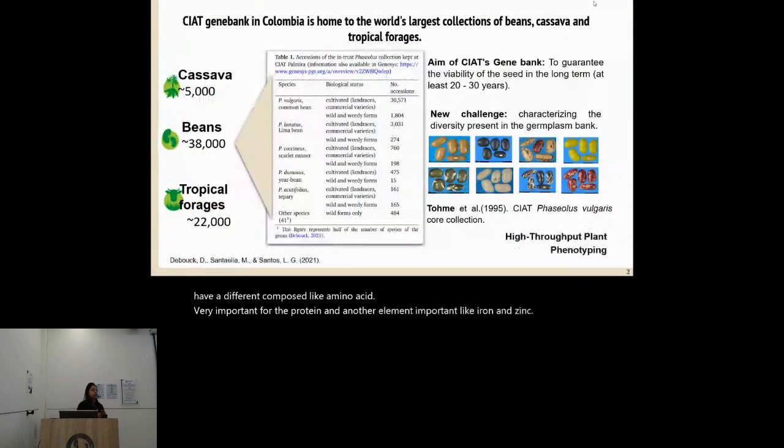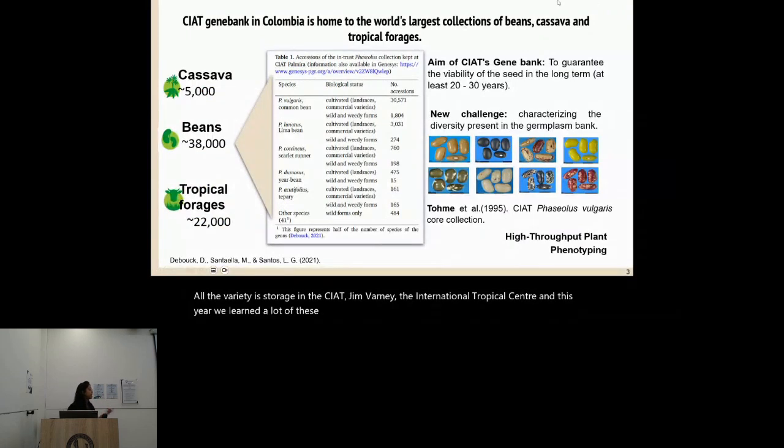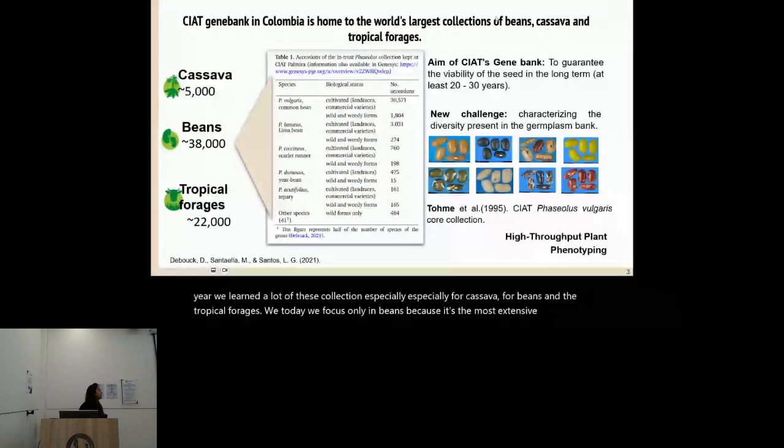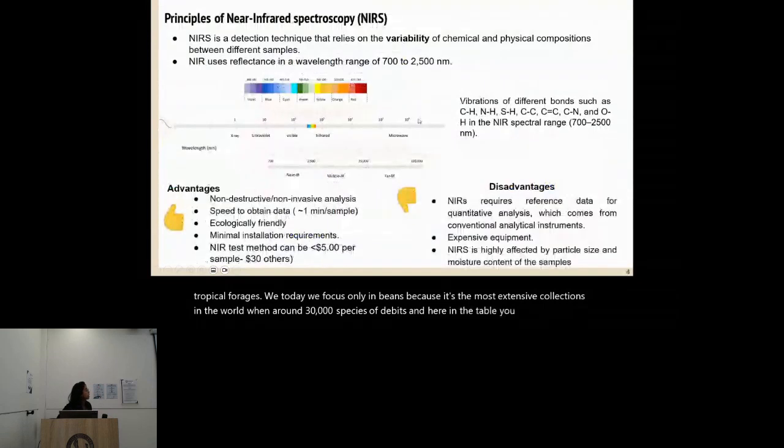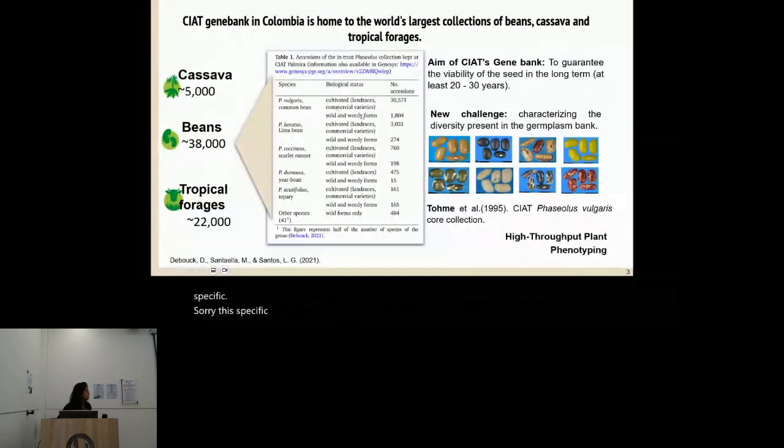All the diversity is stored in the CIAT genebank in the International Center for Tropical Agriculture. CIAT holds a lot of bean collections, in special for cassava, for beans, and the tropical forages. Today we focus only on beans because it's the most extensive collection in the world, with around 30,000 accessions of the beans. And here in the table you can see the specific numbers according to each species.